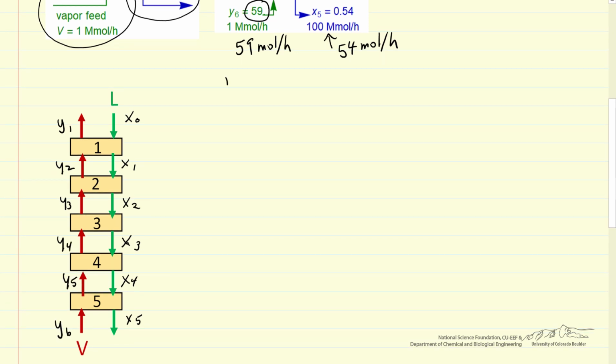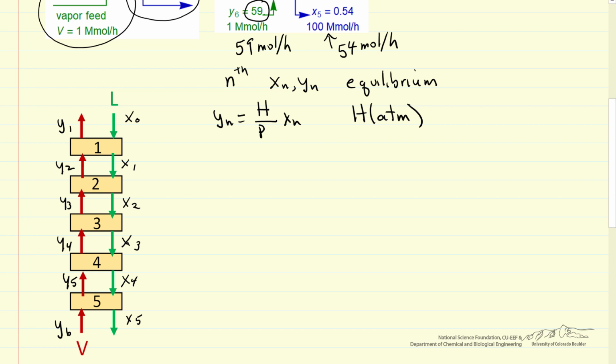So if we look at the nth stage, then the mole ratios leaving, Xn and Yn, these values are in equilibrium. That's what we're assuming in this analysis. Because of such low concentrations, parts per million in this case, we will model this by Henry's law and say Yn is equal to Henry's law constant over pressure times Xn. So Henry's law constant in this case has units of pressure. There are different ways of defining Henry's law constant. And so let's look at a mass balance for this part of the system.